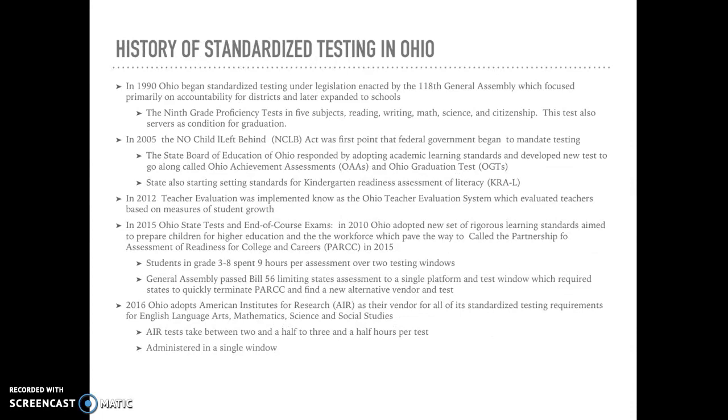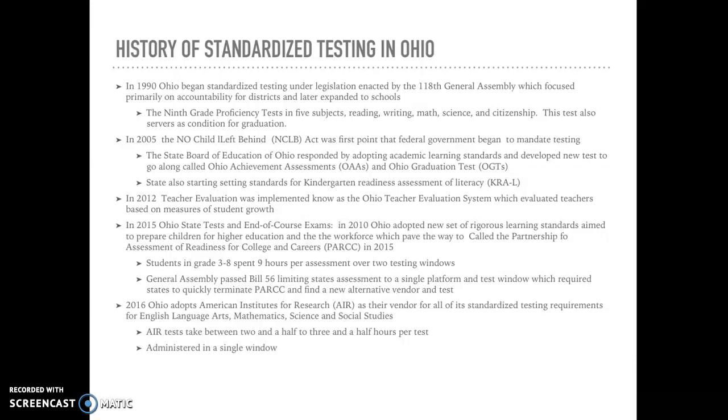The history of standardized testing in Ohio actually goes back before it was implemented by the federal government. The state of Ohio implemented its own tests in 1990 with legislation enacted by the 118th General Assembly, which focused primarily on accountability for districts, and later it was expanded to schools. The first test was a ninth grade proficiency test in 5 subjects: reading, writing, math, science, and citizenship. And these tests also served as a condition for graduation.